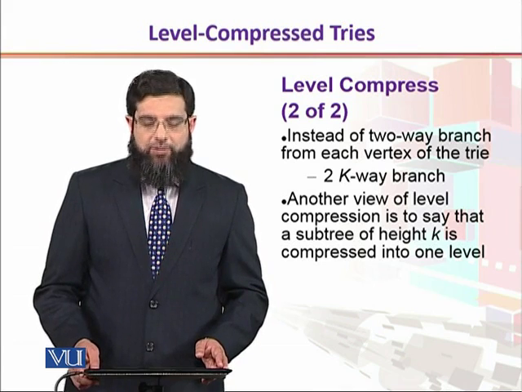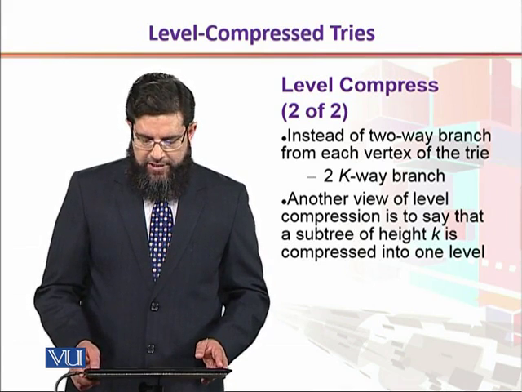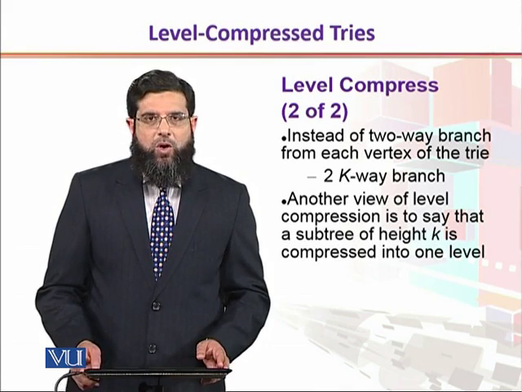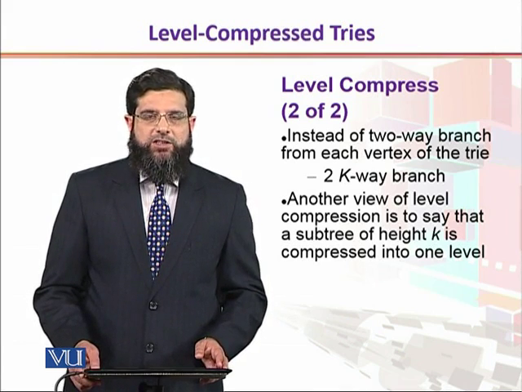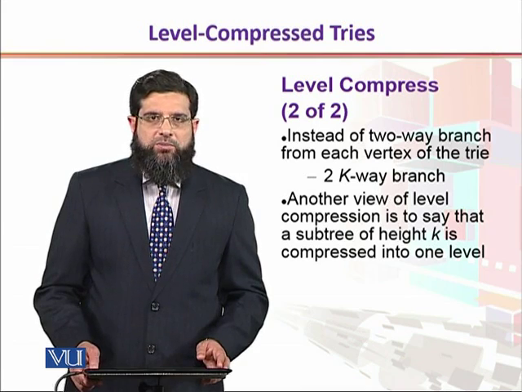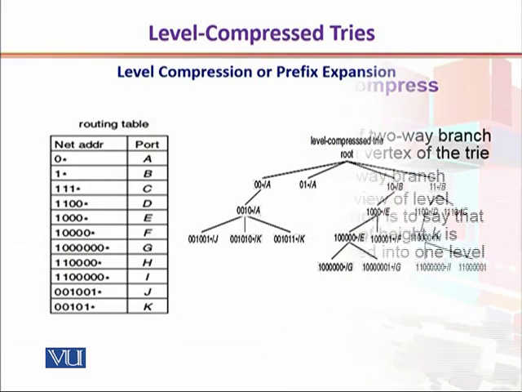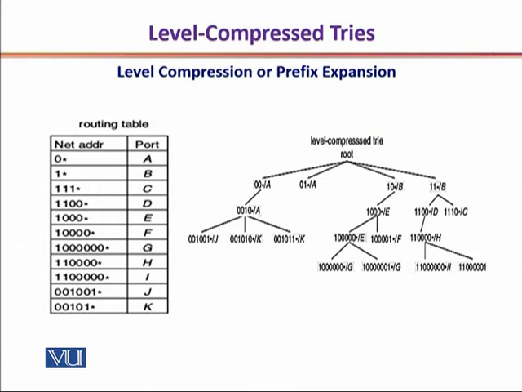Another way of looking at level compression is that a subtree of height k is compressed into one level. That's the same way of saying the same thing. The level compression essentially implies prefix expansion, because we were looking at the prefix as a one bit comparison. Now we have a slight deviation.